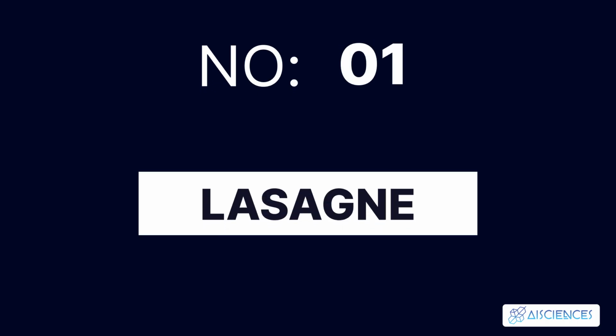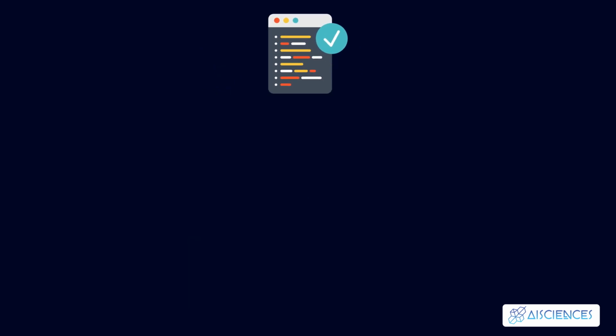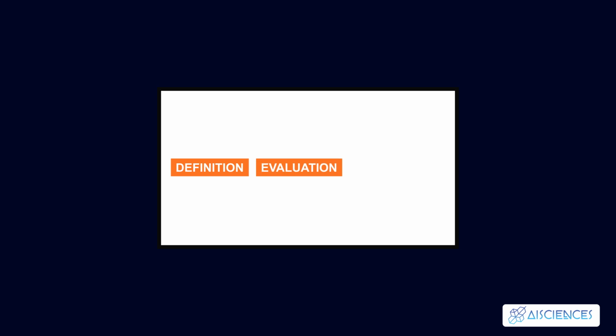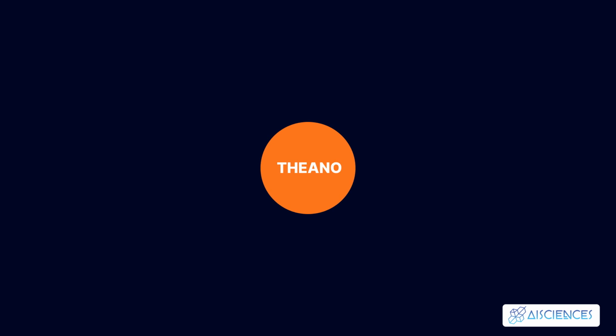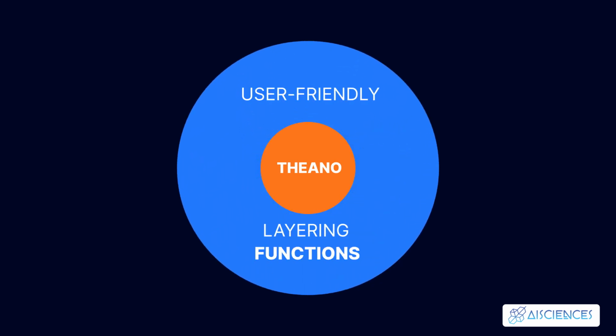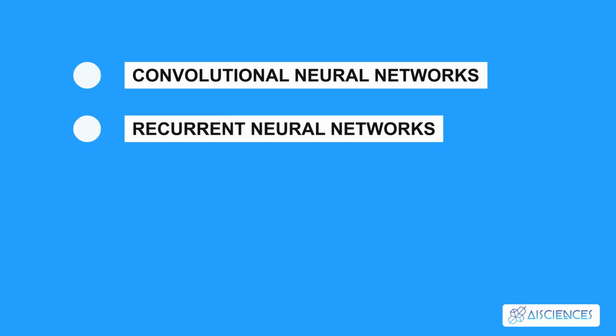Number 1. Lasagna. Lasagna, a work-under-progress lightweight library, is used to build and train neural networks in Theano. This DL library leverages a Python interface and supports architectures that consist of multiple inputs and outputs. Lasagna is a great option for the definition, evaluation, and optimization of mathematical expressions. Lasagna performs all the functions that Theano does, with the added advantage of the execution of user-friendly layering functions. This library lends support to feed-forward networks such as convolutional neural networks, CNNs, and recurrent neural networks, RNNs.